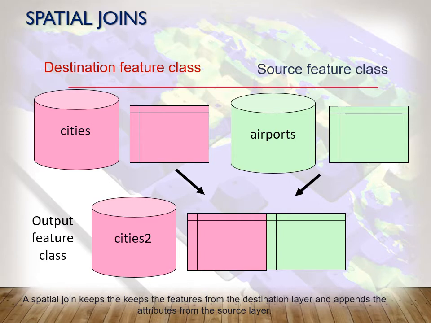What you see here in front of you, the destination is cities, but the airports would be the source layer. The question probably is, which airport serves which city? So every city is going to get the airport basically that's closest to it, if we make that assumption that the closest airport serves the most people in that city.